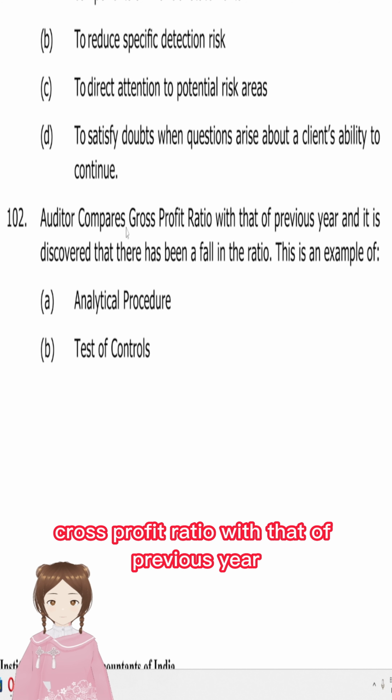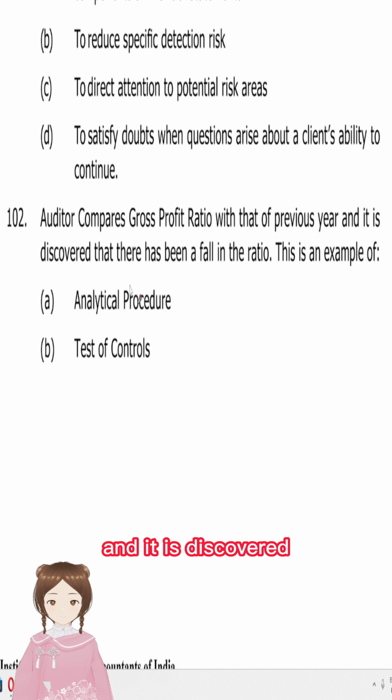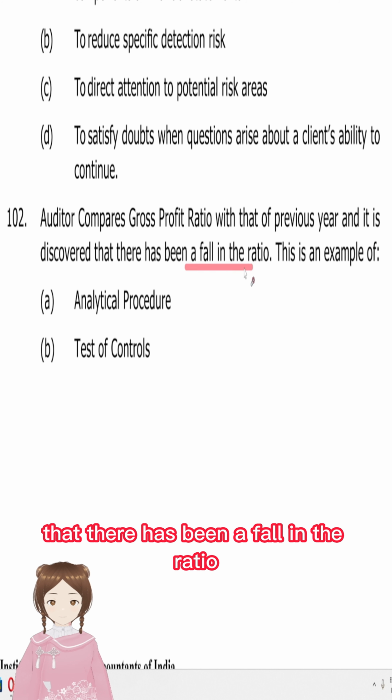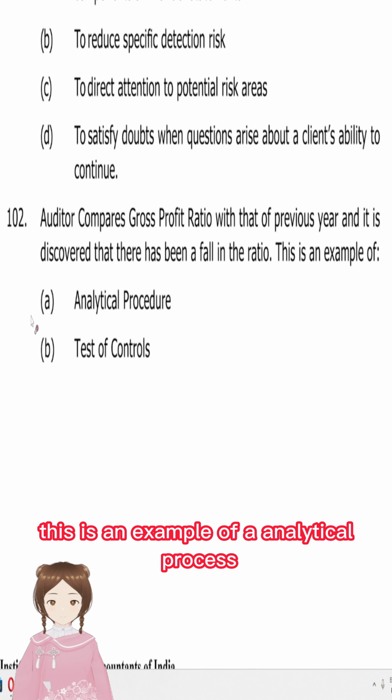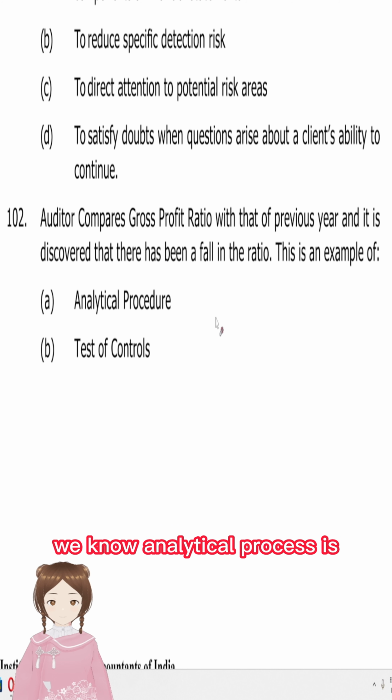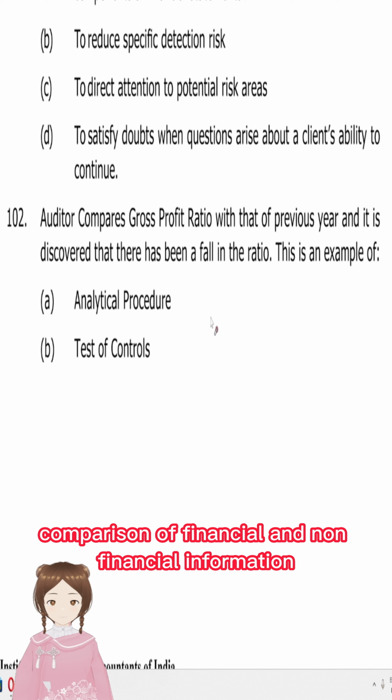Auditor compares gross profit ratio with that of previous year, and it is discovered that there has been a fall in the ratio. It is talking about comparisons of ratios and all. This is an example of an analytical procedure. We know analytical procedures is comparison of financial and non-financial information.